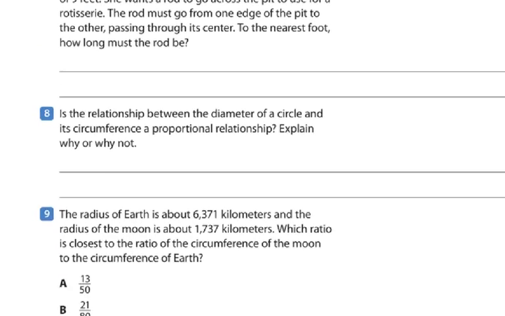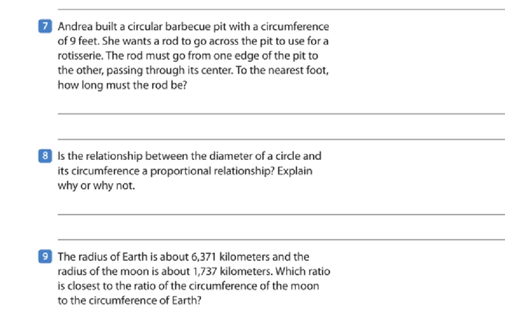Let's look at number 7. Andrea built a circular barbecue pit with a circumference of 9 feet. She wants a rod to go across the pit to use for a rotisserie. The rod must go from one end of the pit to the other, passing through its center, to the nearest foot. How long must the rod be? Now this one, we do need to know because they said to the nearest foot.